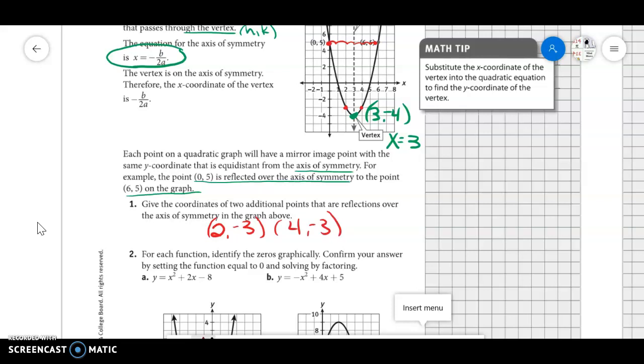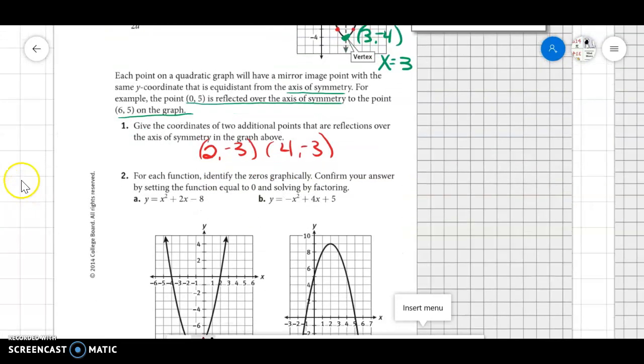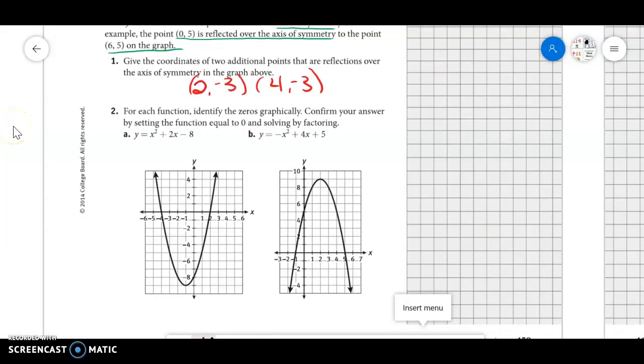So for each function, identify the zeros graphically. Confirm your answer by setting the function equal to 0 and solving by factoring. So this is a root or an x-intercept. This is just a little bit of review before we get into the axis of symmetry. So we can see that our roots are in fact x is equal to negative 4 and to positive 2.